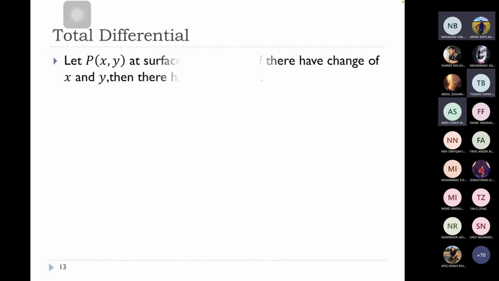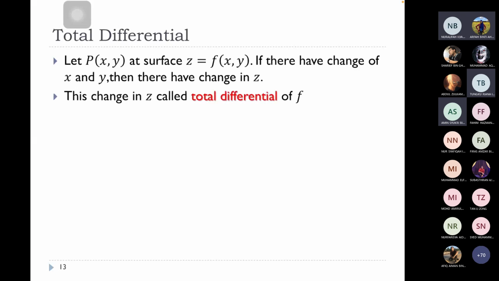Okay. If they have change of x and y, then there will be the change in z. Because derivative is about, apa nama dia? Perubahan. Okay. The change in the function that affects the other variable. So from here kita akan dapat p is a function of x y and it's located at the surface of the function f. So from here, any change of x and y will have the changes in z because z is also a function that is depend on the value of x and y.